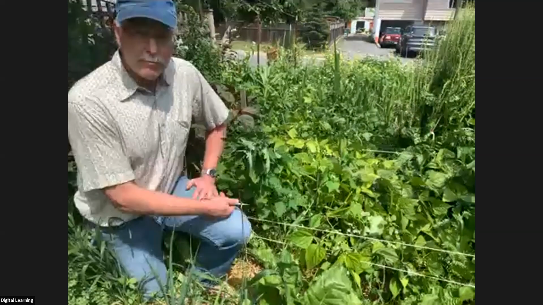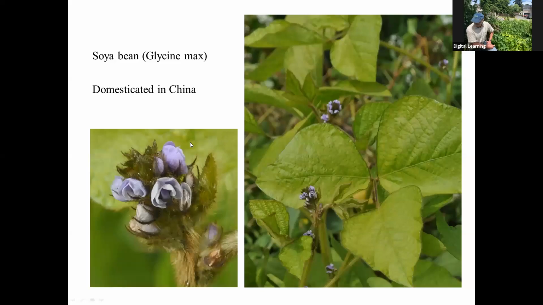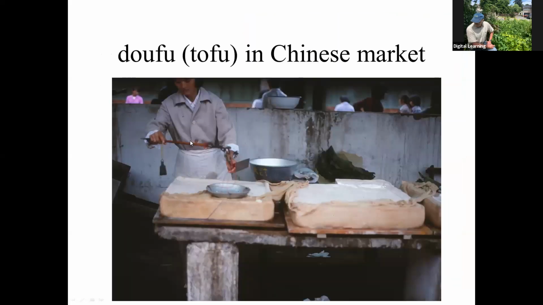And I think I have a picture of tofu in China. Yep, we just showed that one at the market. Yep. And he's showing it again. We show the chickpeas. Thanks, Chris.